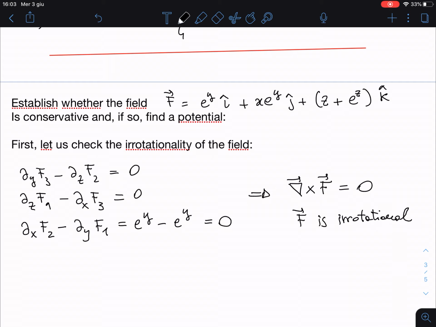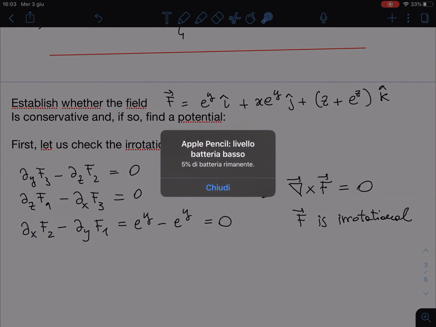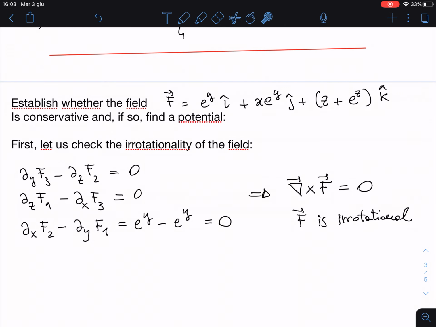I stress again, with respect to the previous exercise where the field was planar, the new thing here is that we have to check three things, the three components of the curl, instead of one. But if all of these three components are equal to 0, then we have irrotationality. And remember that irrotational does not mean conservative, but we are almost there.